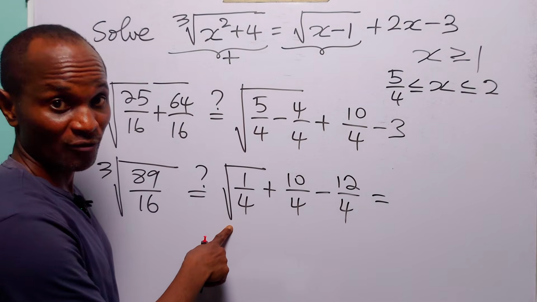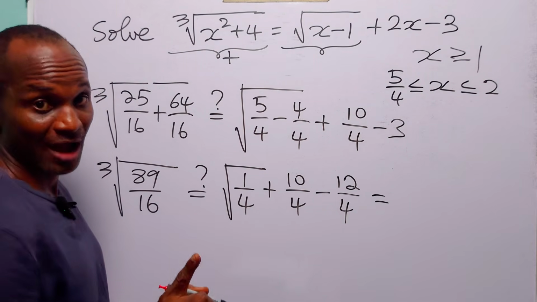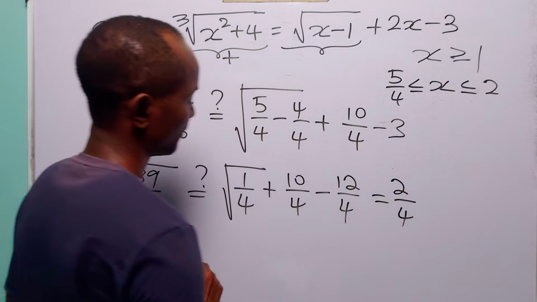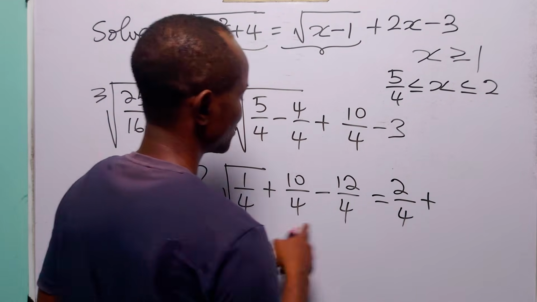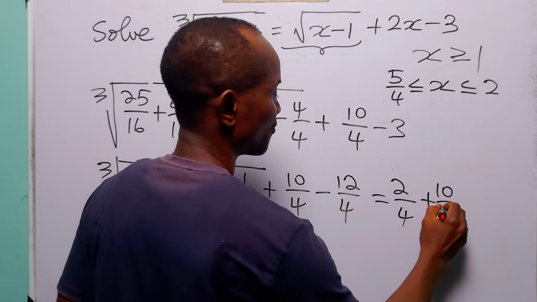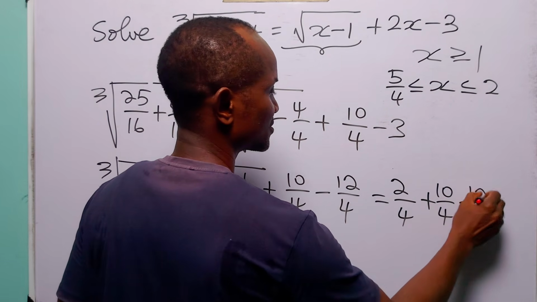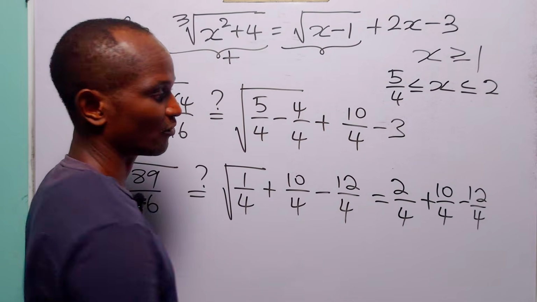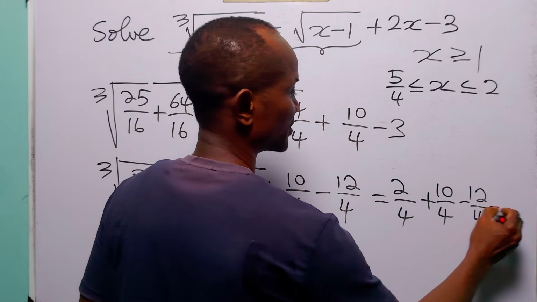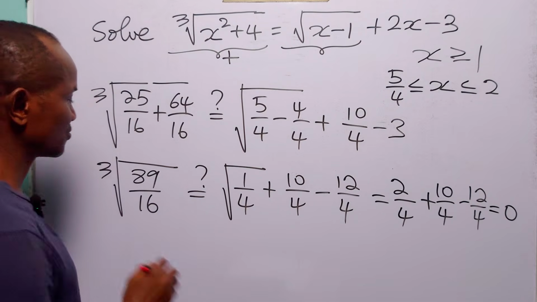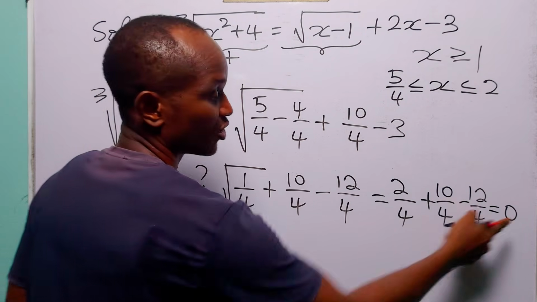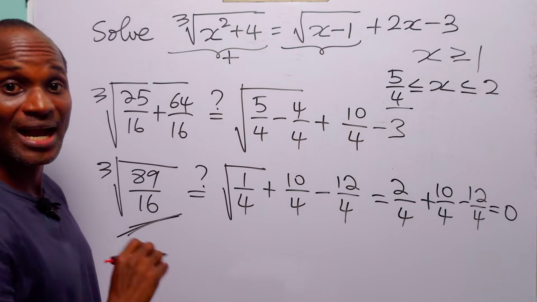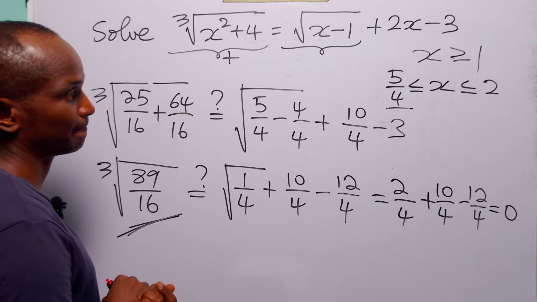Now, the square root of 1 over 4 is half. We can write half as 2 over 4 plus 10 over 4 minus 12 over 4. Now, 2 plus 10 is 12. 12 minus 12 is 0. And of course, you know that this cube root is not equal to 0. So this value of x does not satisfy the original equation.